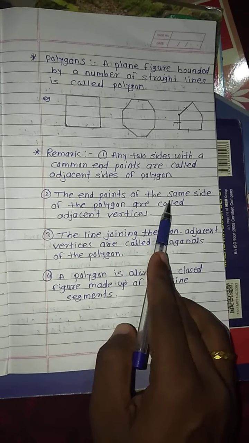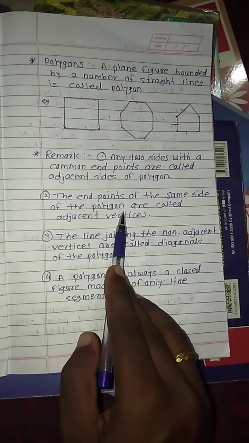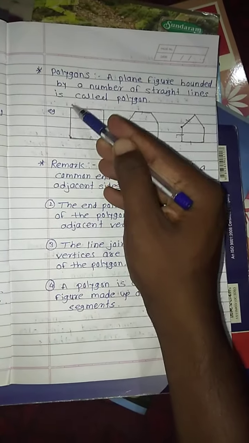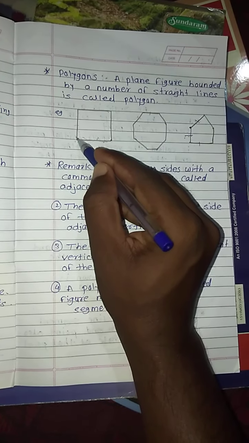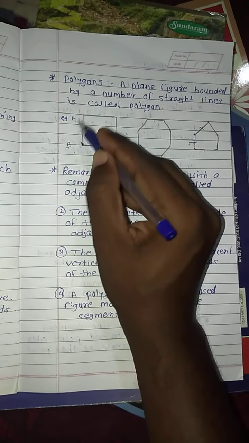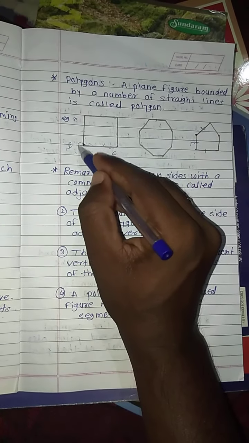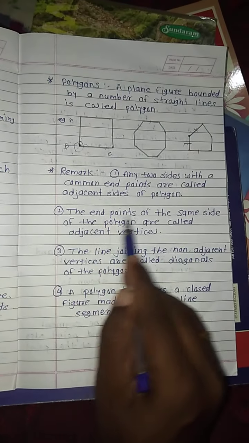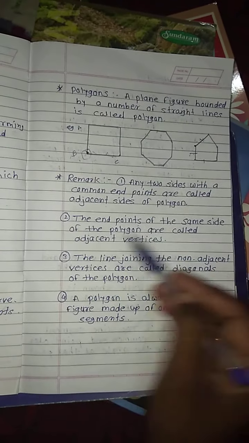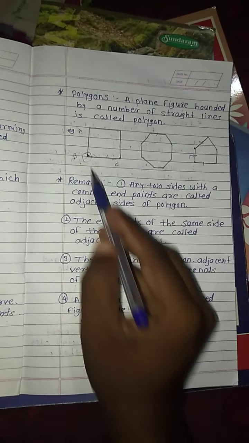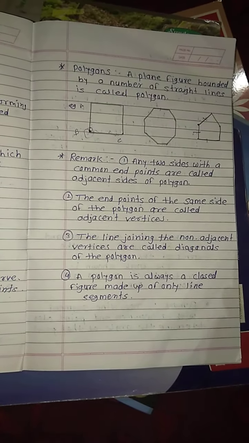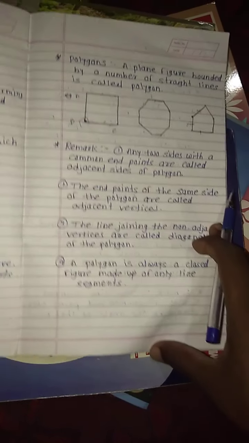The end points of the same side of a polygon are called adjacent vertices. Means end points. Now this line and this line, and here one point is there. Suppose I say this is A, B, C, this side AB and BC, this is the common point. Now the end points of the same side of a polygon are called adjacent vertices. Means this part and this part are adjacent vertices of a given line segment. I hope you understand.